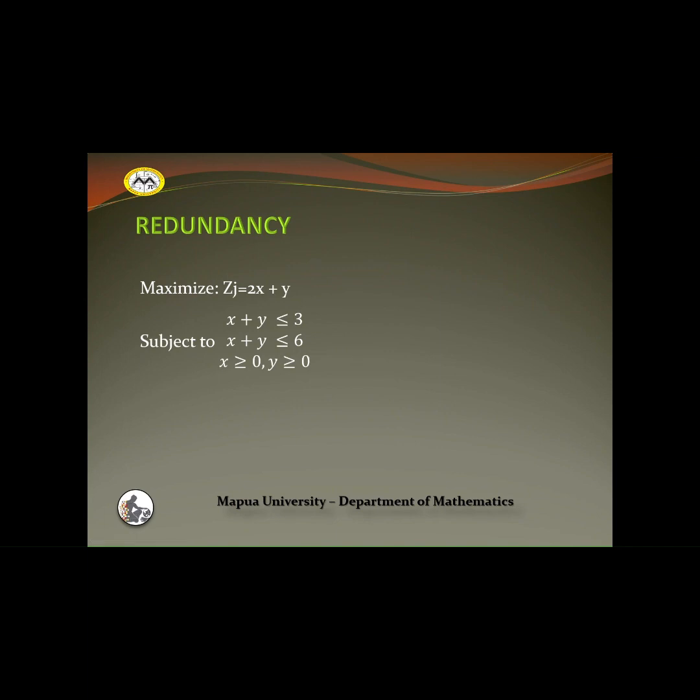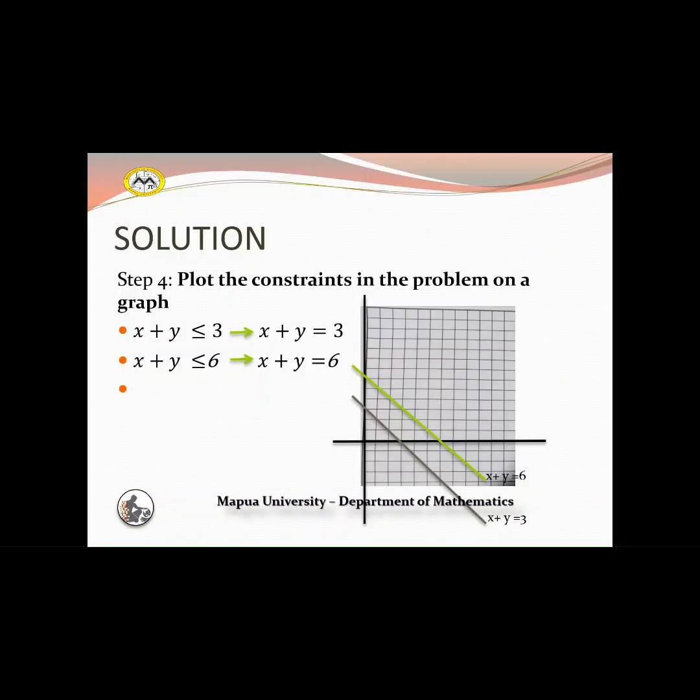Our next example is an example of redundancy, wherein this time we have the objective function as maximize Z, which is equal to 2x plus y, and the constraints are x plus y less than or equal to 3 and x plus y less than or equal to 6, together with the non-negativity constraints, x and y greater than or equal to 0. So similarly, using the graphical method, first we have to plot the given inequalities by replacing the inequality with an equal sign.